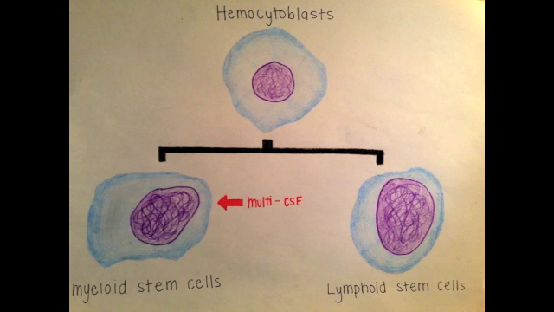This diagram represents the division of hemocytoblasts. Each hemocytoblast divides into two different types of cells. The first type of cell it separates into is a myeloid stem cell. The second cell it separates into is a lymphoid stem cell. The next slides will focus on how these two cells mature into white blood cells.